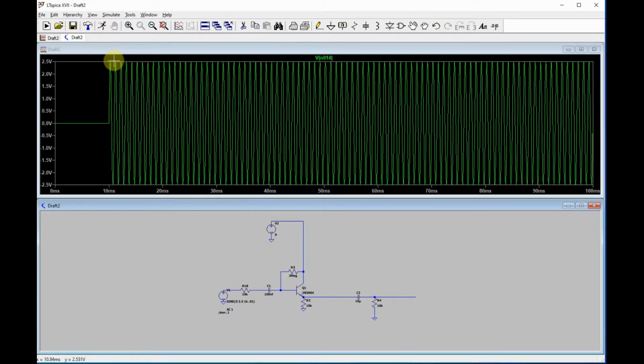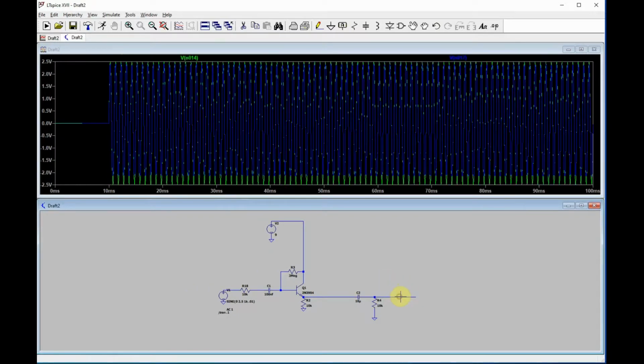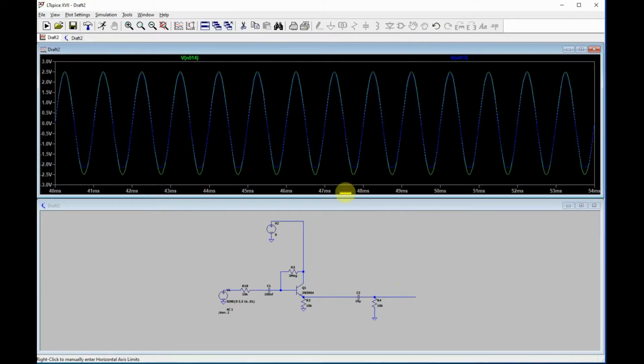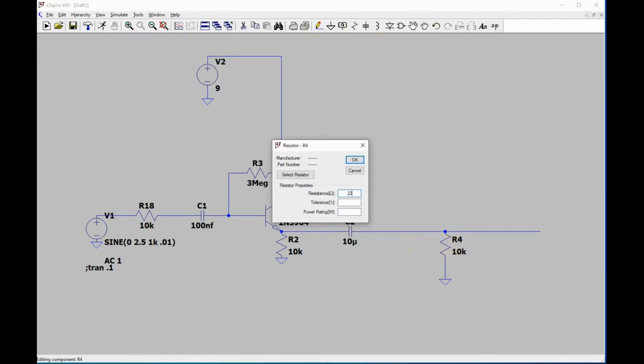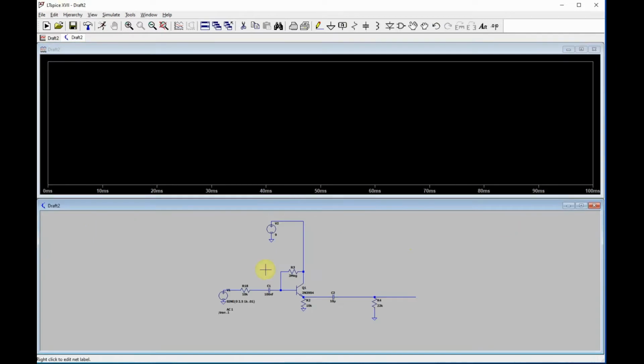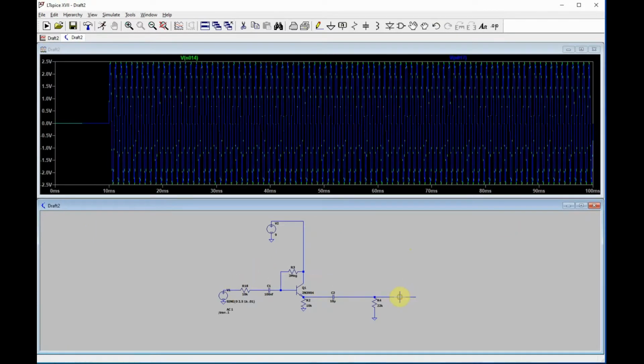This is a 2.5 volt signal, right? 5 volts actually. It's 2.5 peak to peak. Now you can see this is cutting off, right? And why is that? It's because it can't supply enough current to this load. The load's too low for a signal that big. If you increase this load a little bit, that looks better.